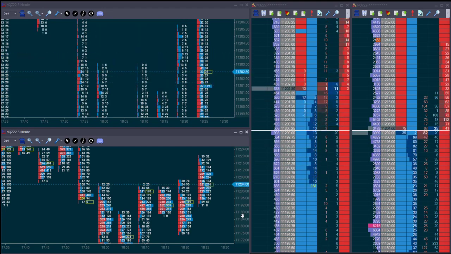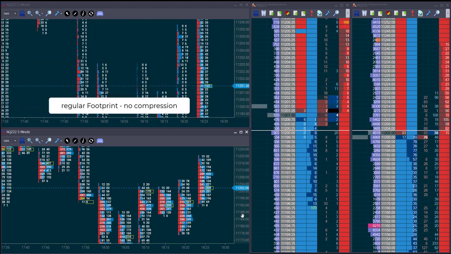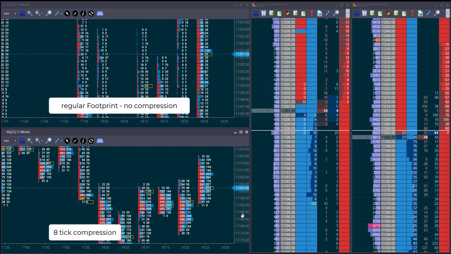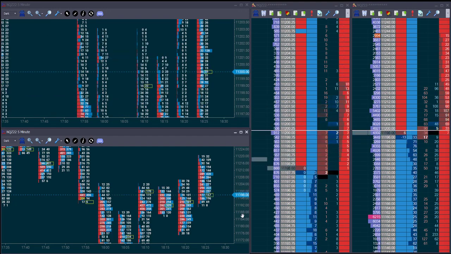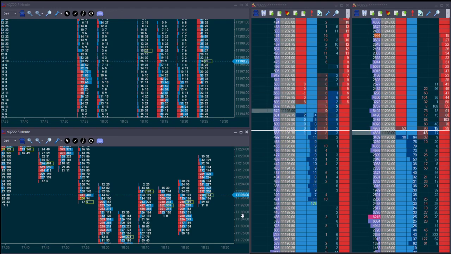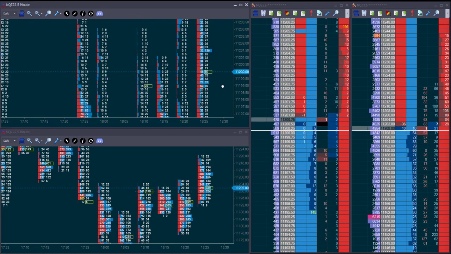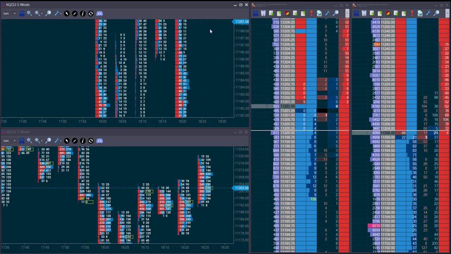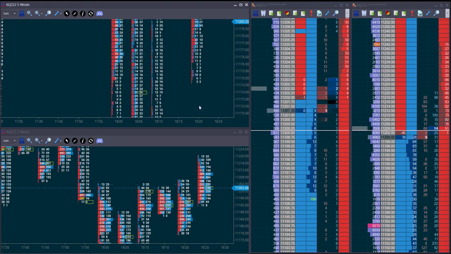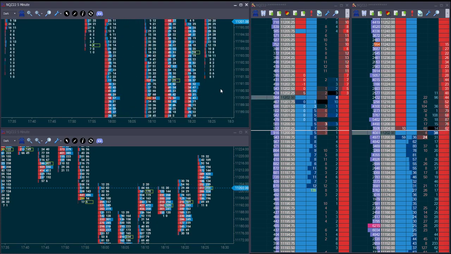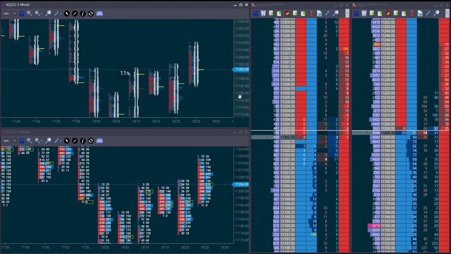Looking now at the footprint charts, at the top we have a regular footprint, and at the bottom we have an 8-tick compression chart. We can clearly see the difference between the two and how much more readable the compressed version is. To be able to see the full length of the bar on a regular footprint chart, we would need to move the bars up and down like we are doing now, or compress the price scale to a point which would make the numbers unreadable, as you can see.